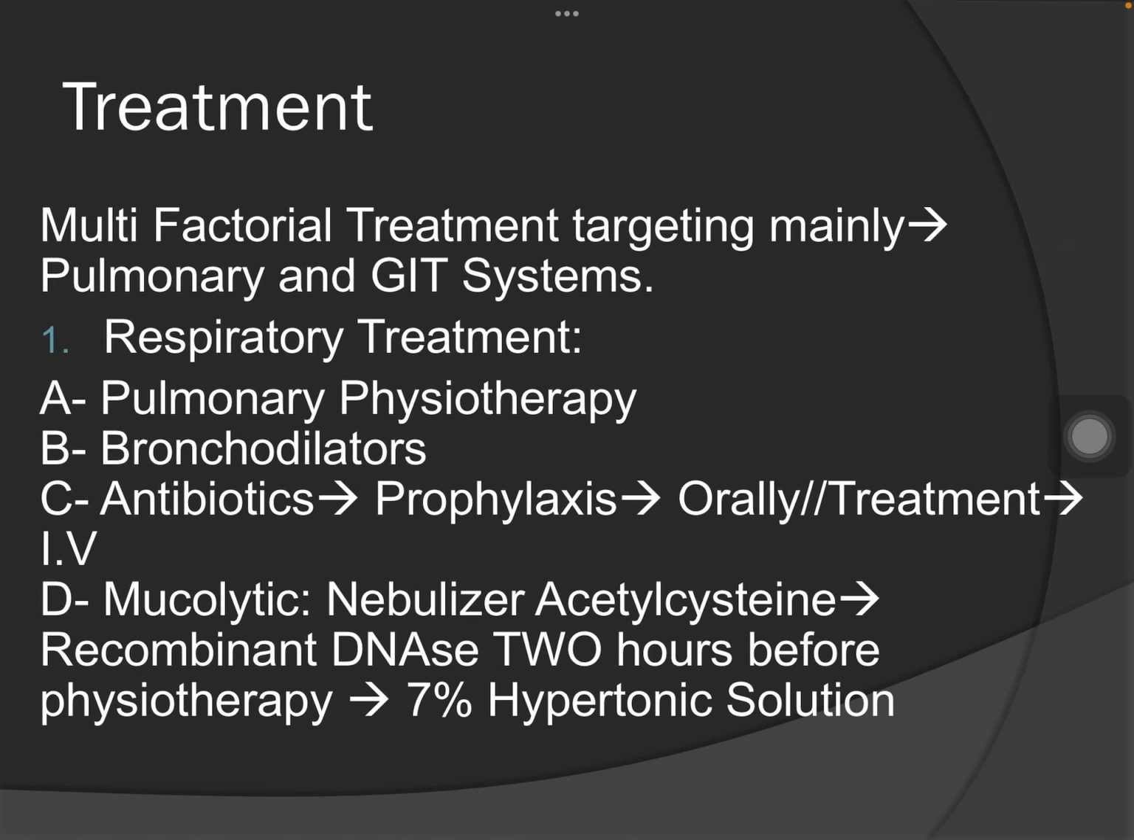We also need to use something called mucolytics, which lyse the viscous mucus secretions in the respiratory airway by giving nebulized acetylcysteine or recombinant DNase 2 hours before physiotherapy. So, when we want to do physiotherapy, we can give recombinant DNase 2 hours before. And we can use 7% hypertonic solution.